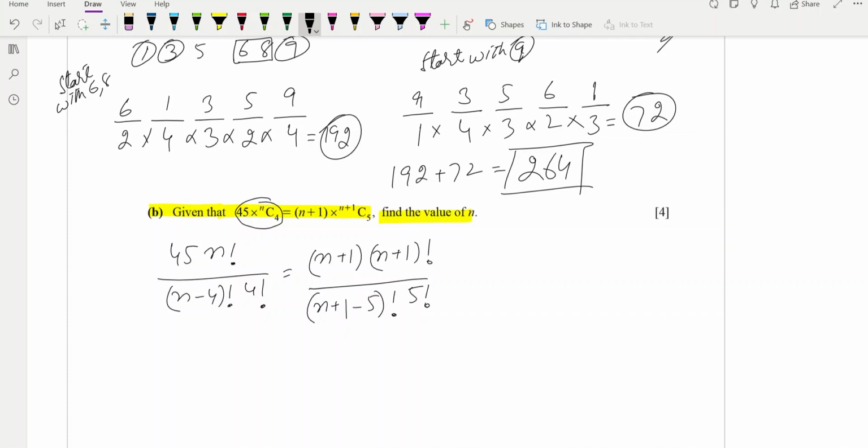This is what we have basically changed this equation into factorial form, and now we can simplify. This we can rewrite as 45 n factorial over n minus 4 factorial.